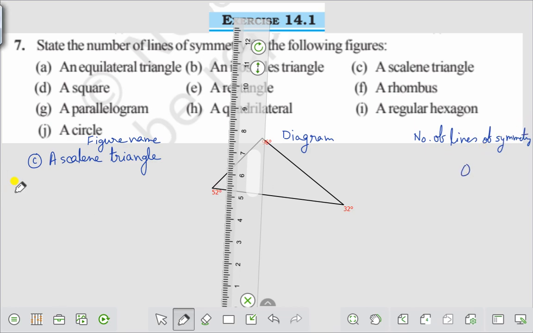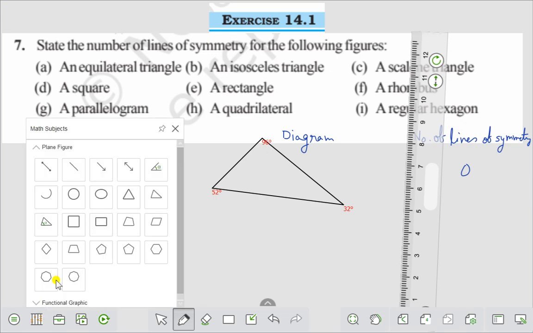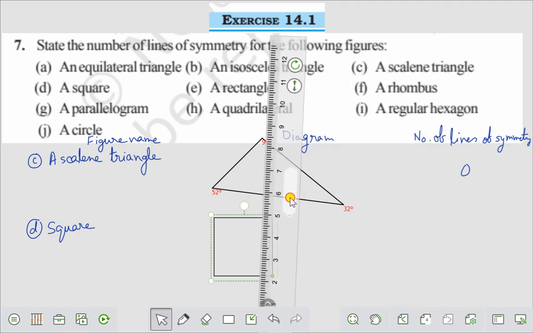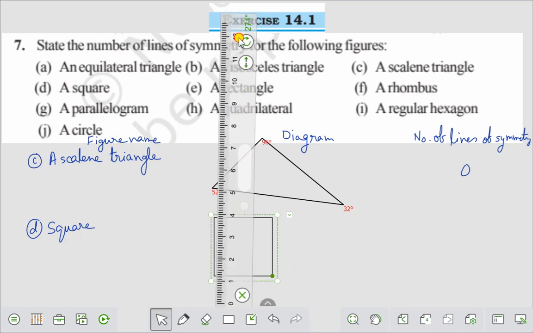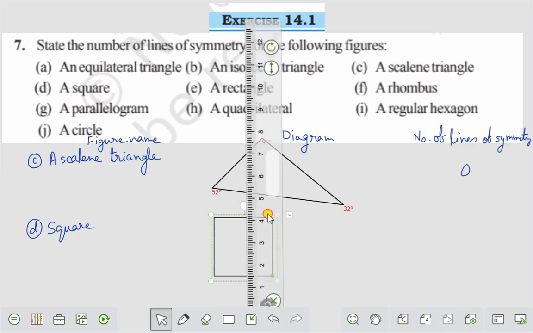Now question number D. Question number D is a square. If we draw a square, what will we find? Here we are drawing a square. We are making a square. Here this is the square, right? And if we make the symmetrical lines, let us find them. One is the horizontal line. This is the symmetrical line about the horizontal.